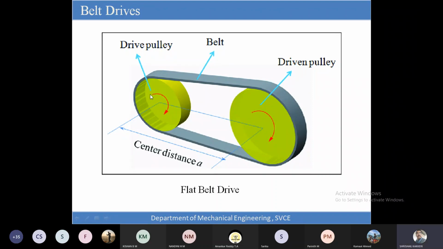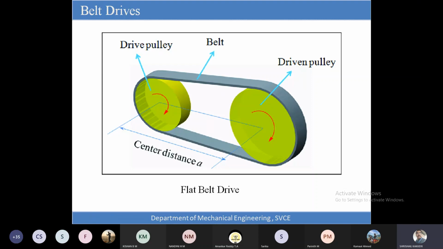If it is rotating in the clockwise direction, then this driven pulley will be carried by this. That means the tight side will be this side. This will be a slack side. This will be tight side and this will be slack side. And due to continuous rotation, what happens? The portion of the belt which was in the tight side will be going to the slack side.